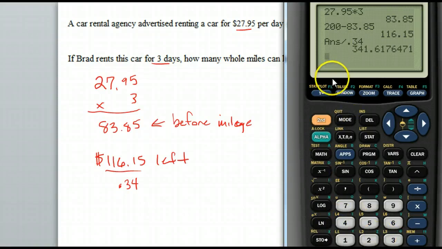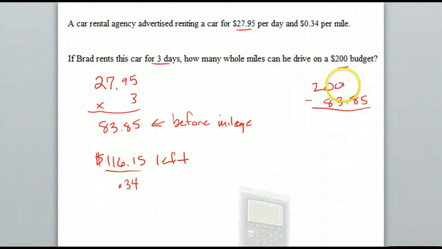is around 341.62, but it wants whole number miles, so just 341. Even though this would round to 342, he can't quite go the 342, so we would just cut it off and say 341. So 341 miles.